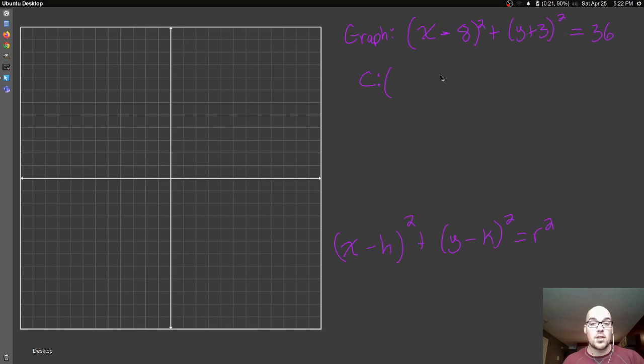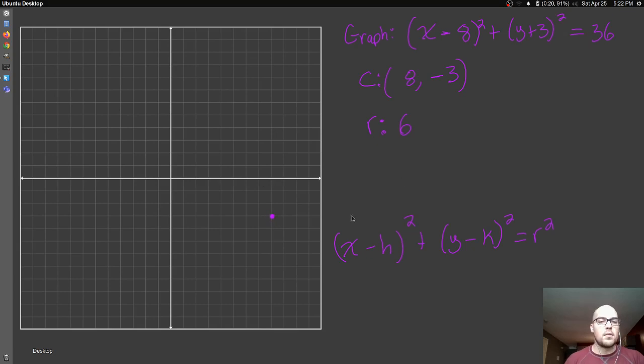So that means the center is a positive 8, negative 3. And my radius is the square root of 36. They always, always, always on standardized tests try to mess you up and make you think that the radius is 36. It's the square root of that. Having this now, when I go to graph it, I'm going to say, okay, let me go to my center of 1, 2, 3, 4, 5, 8, negative 3.